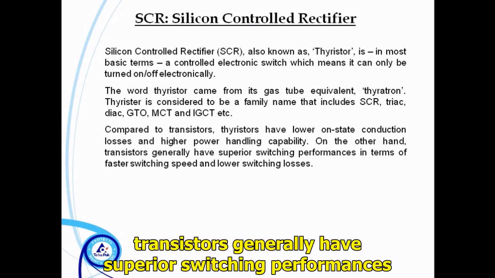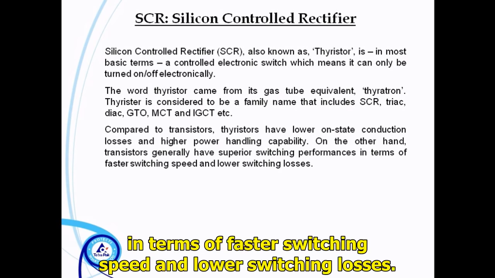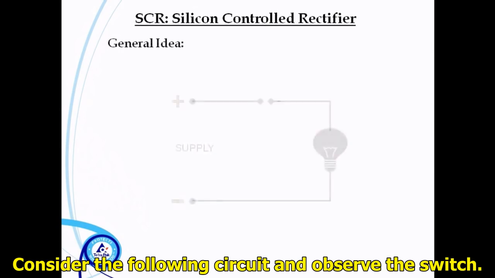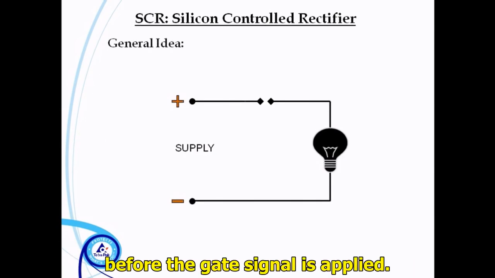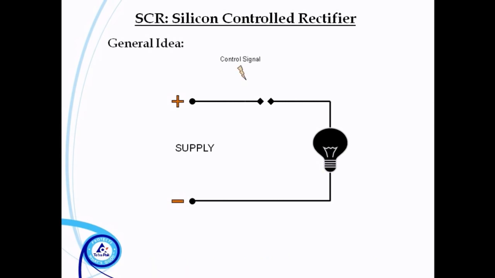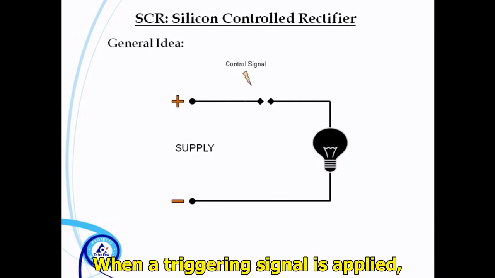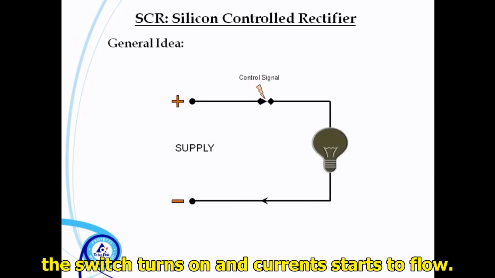On the other hand, transistors generally have superior switching performances in terms of faster switching speed and lower switching losses. Consider the following circuit and observe the switch. Thyristor is just like this switch before the gate signal is applied. When a triggering signal is applied, the switch turns on and current starts to flow.